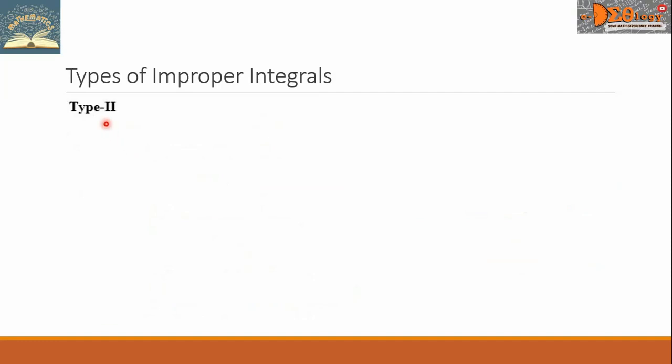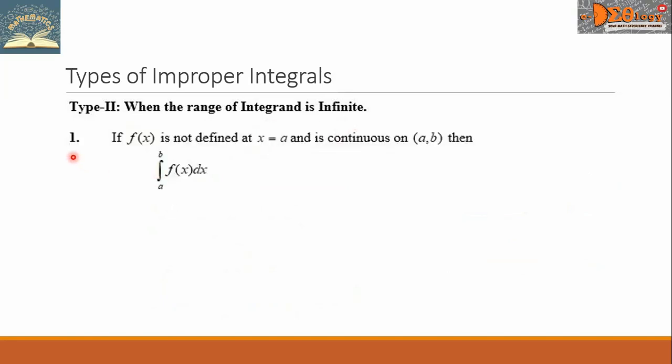Let's have type 2. This time, when the range of the integrand is infinite. Category 1: if f of x is not defined at x equals a and is continuous on the interval (a, b], then the integral from a to b of f of x dx equals the limit of the integral from c to b of f of x dx as c approaches a from the right.